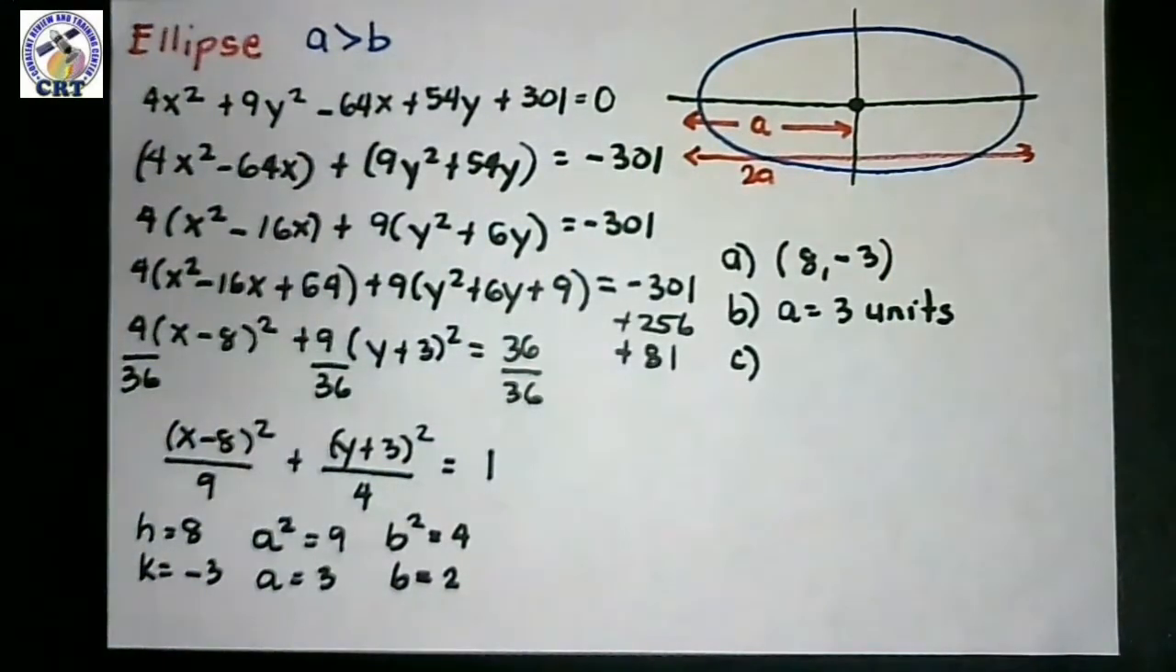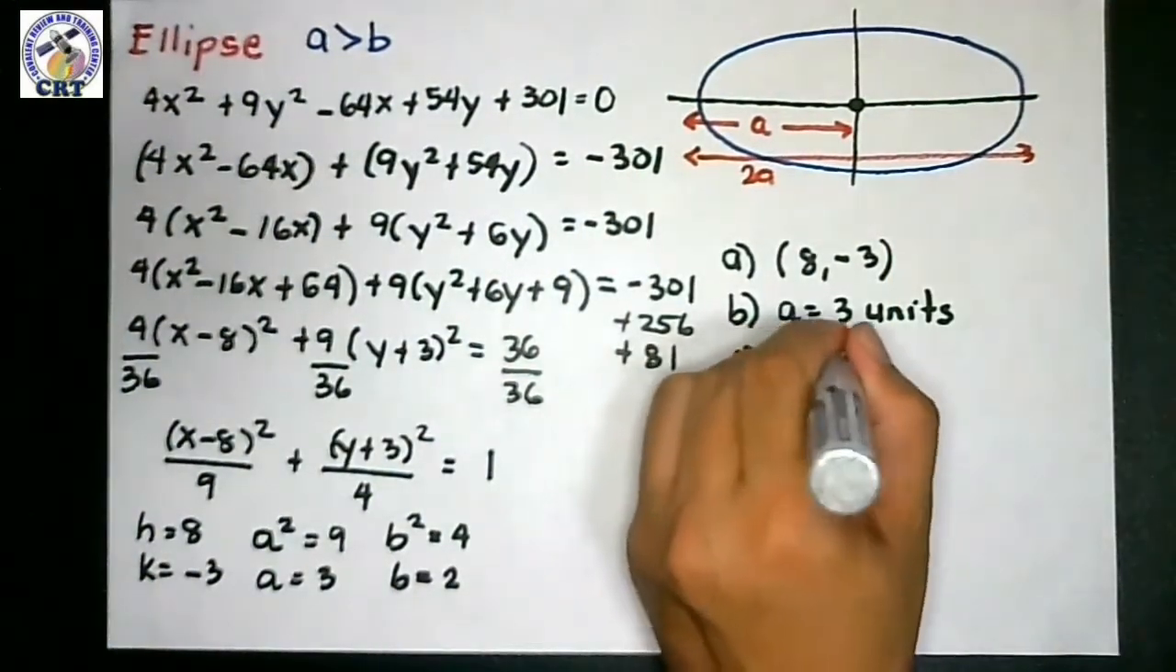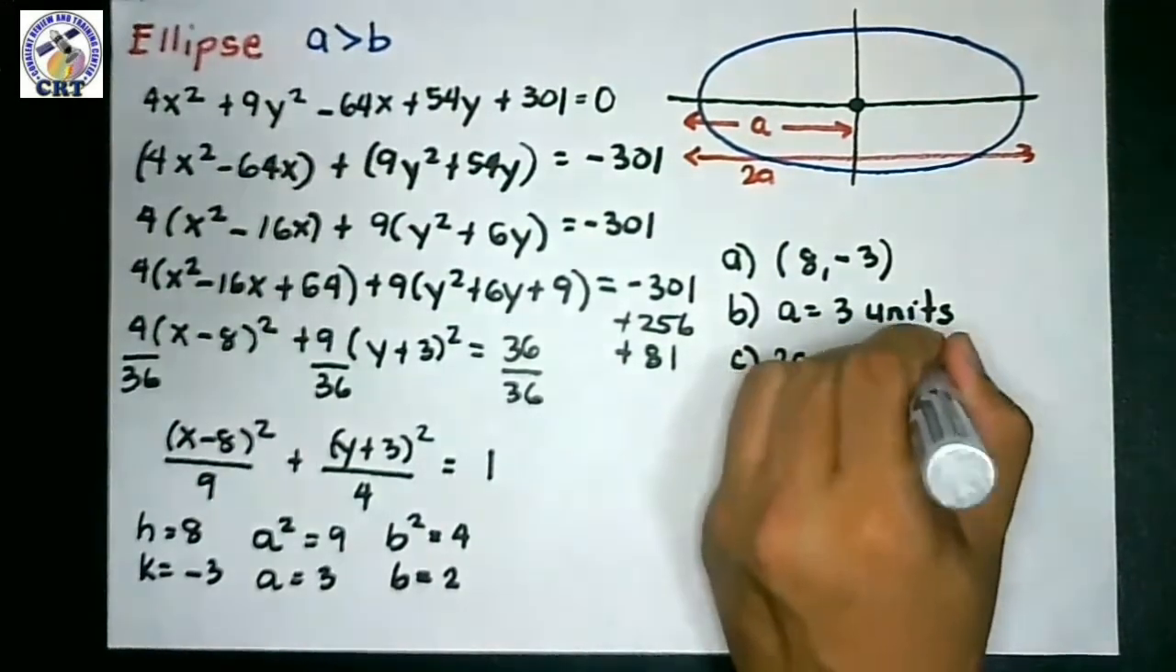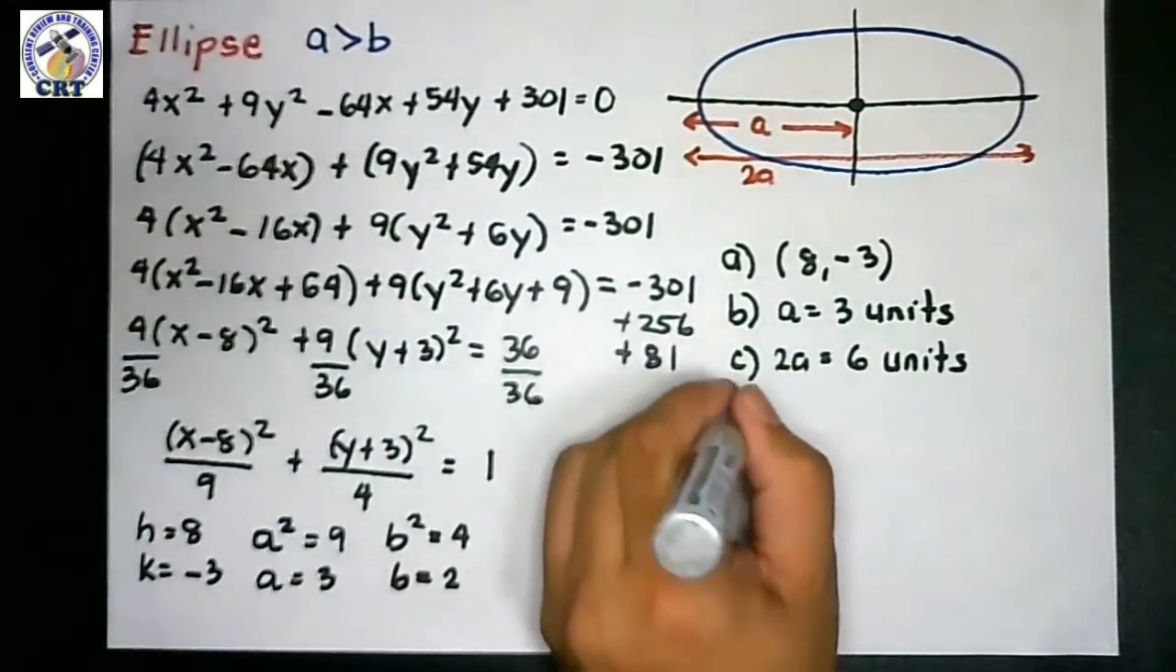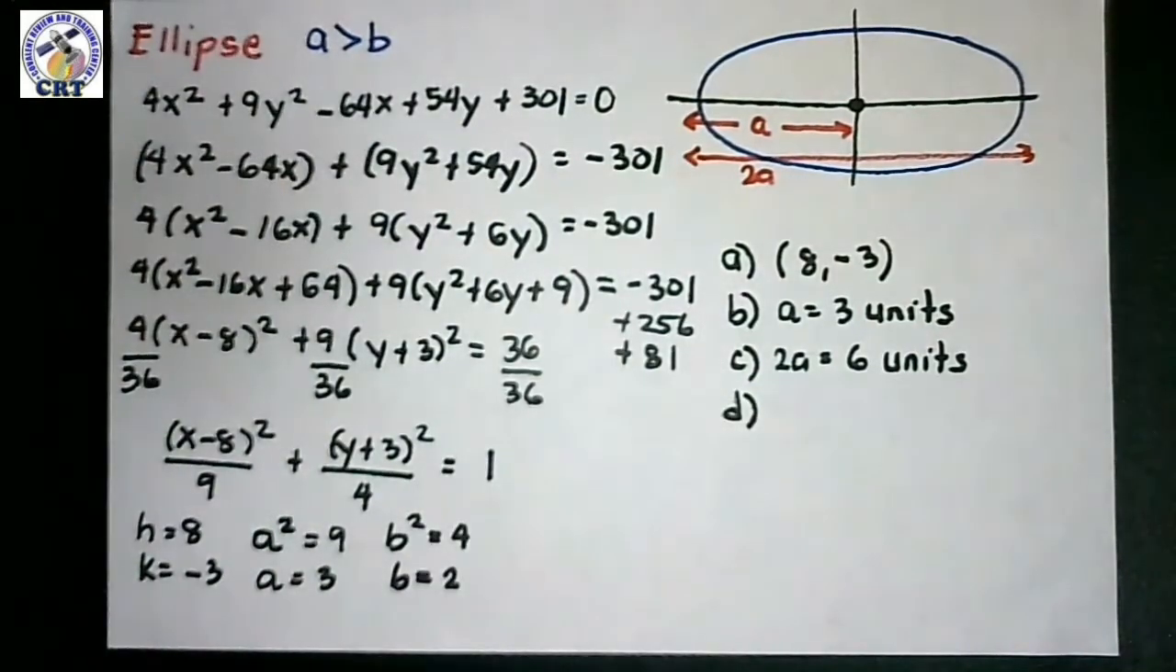So, yun lang naman ang major axis. So, times 2 lang natin yung A. So, we have 6 units. Letter D. Minor axis.